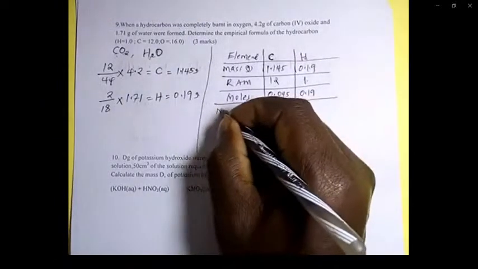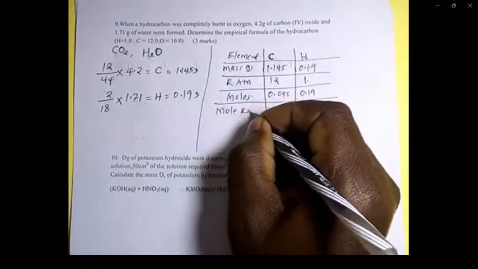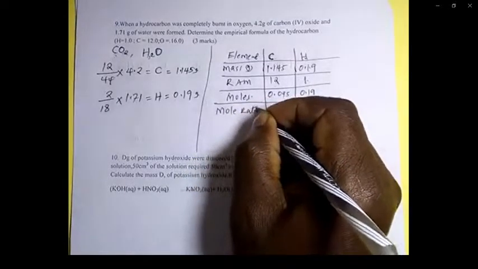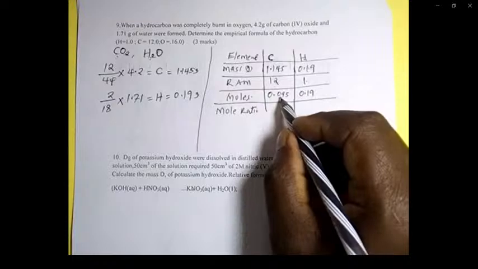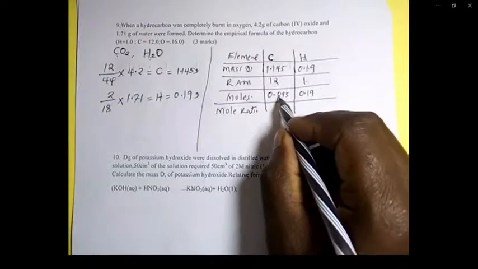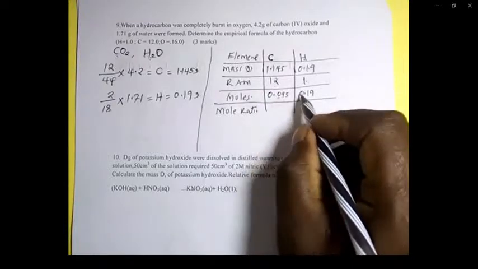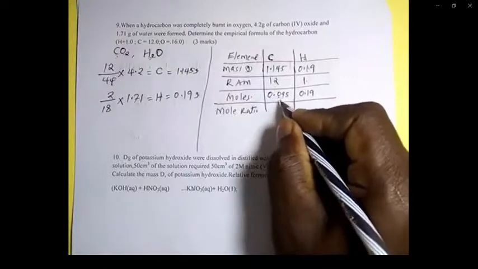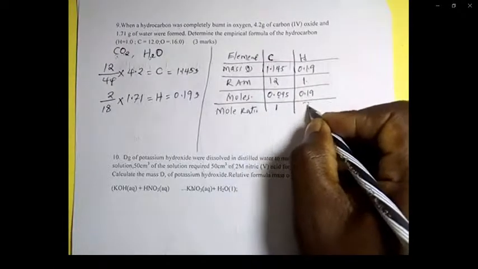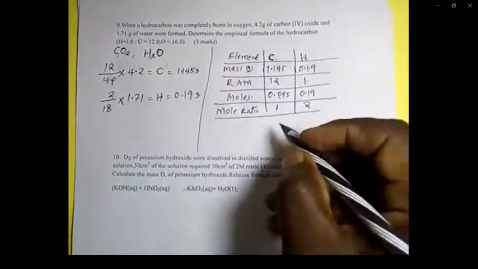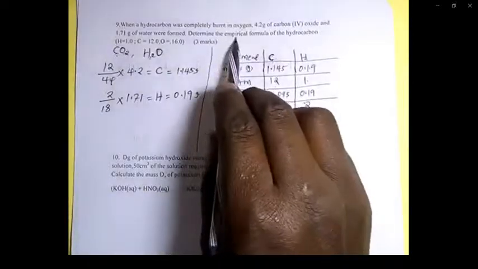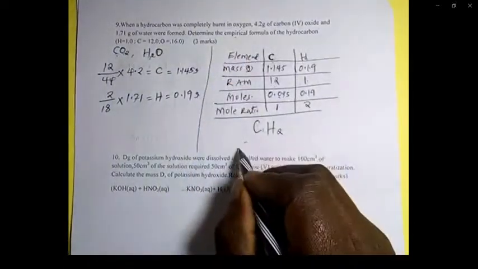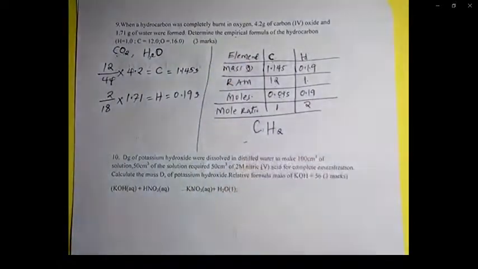The next thing we want to calculate is the mole ratio. For the mole ratio, we divide by the smallest number of moles. So this one is smaller than this one. Therefore, 0.095 divided by 0.095 we will get 1. Here we will get 2. So it means that carbon was 1 and hydrogen was 2, and that is the empirical formula of the hydrocarbon that was required.